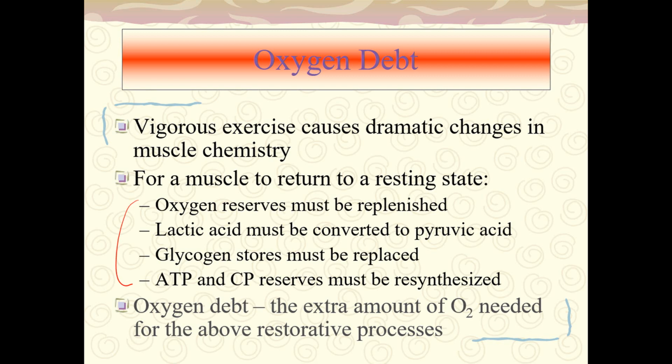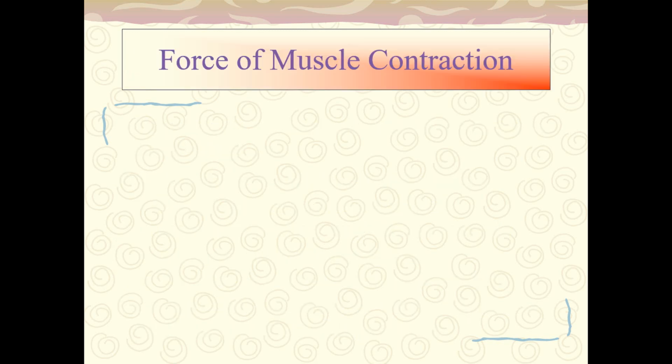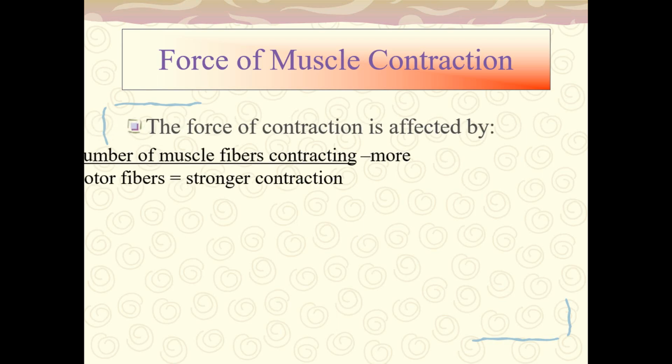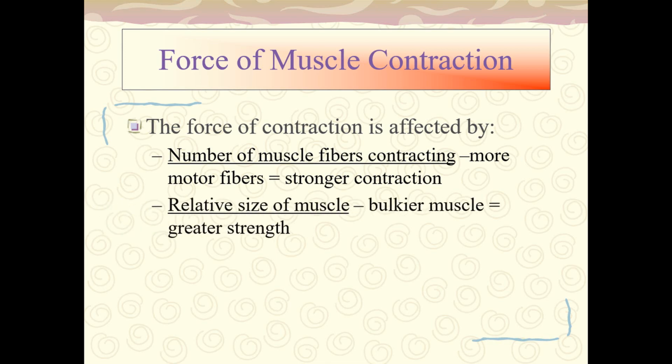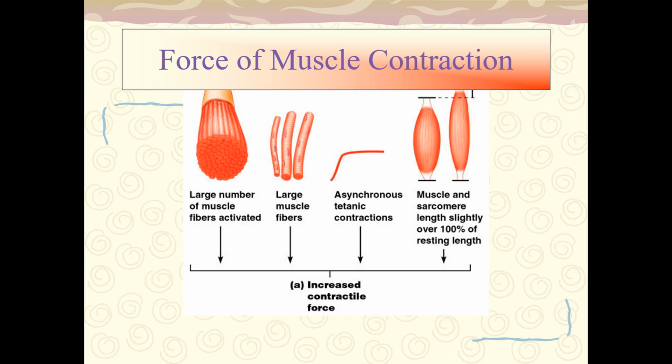All right, kind of shifting gears here. This is relatively straightforward. The force of muscle contraction. Two things: number of muscle fibers contracting. The more motor fibers, the stronger the contraction, and the size of the muscle. The bigger the muscle, the greater strength it will be able to generate. Neither of those should be a surprise there.